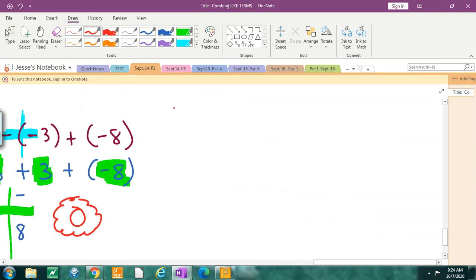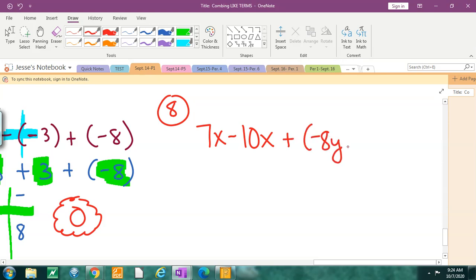7, 8. Number 8. All right, here's 8. So now what we did last week. 7x minus 10x plus, now we're combining like terms, negative 8y minus 7x.